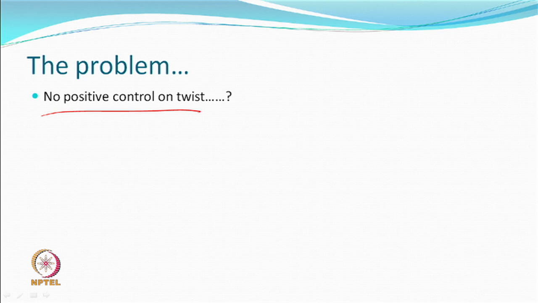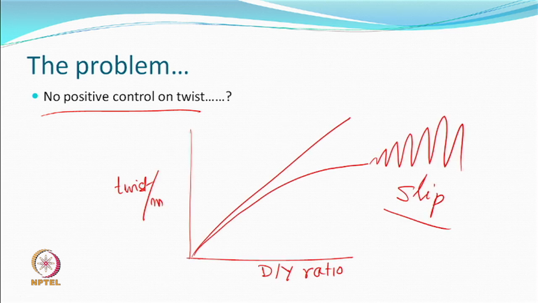And what does it mean? It also means if there was a positive control, then if you increase the d by y ratio, the twist inserted should follow a linear curve. But in real sense, what you see is the actual measured twist is lower, and as you keep on increasing the d by y ratio, this difference from the theoretically expected to the actual keeps on increasing.